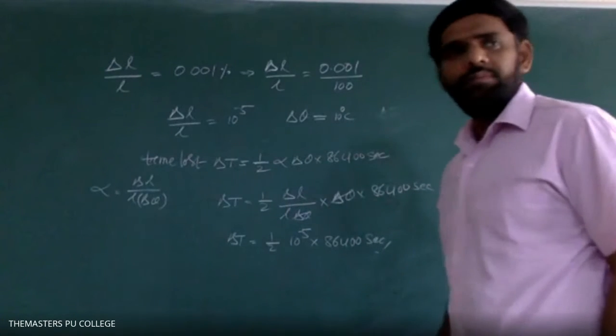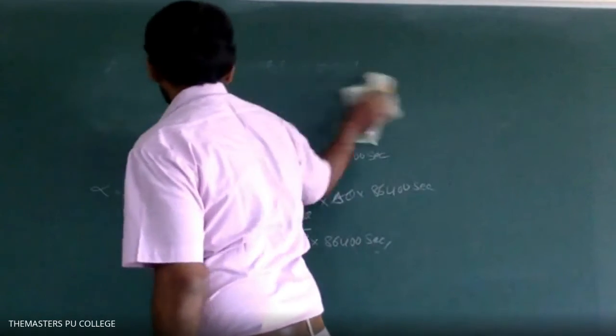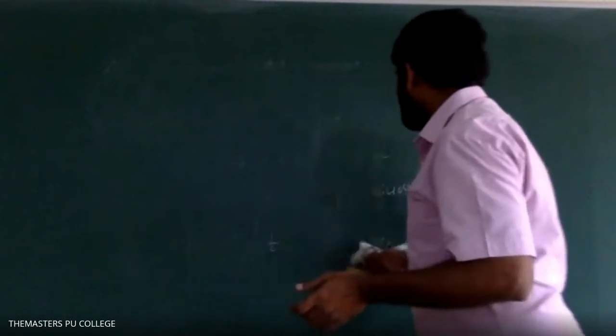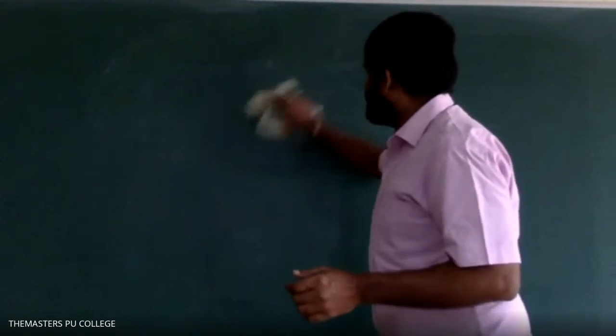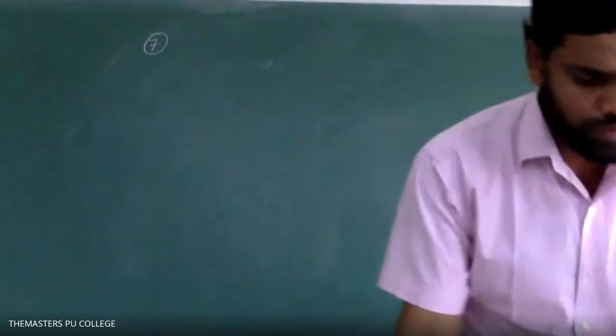So done. Just to have a look at question number 7, what they have given first. Identify question number 7. Then after that we go for question number 7. What they have given in question number 7.